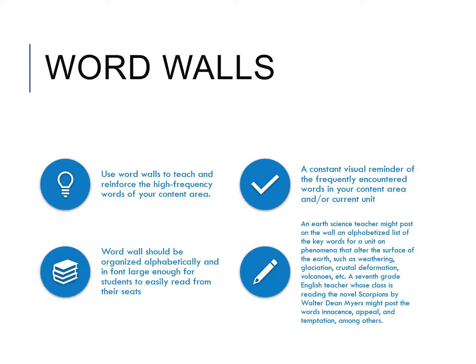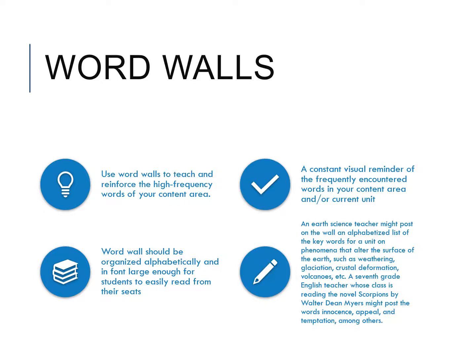So word walls are a best practice for building students' word recognition by providing them a constant visual reminder of the frequently encountered words in your content area or the current unit that you are studying. So for example, an earth science teacher might post on the wall an alphabetized list of the key words for a unit on phenomenon that alter the surface of the earth, such as weathering, glaciation, crustal deformation, volcanoes, etc.